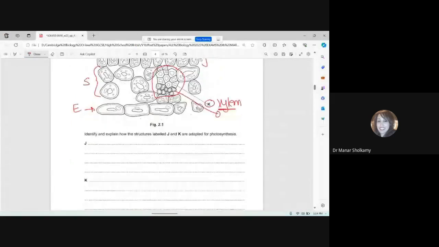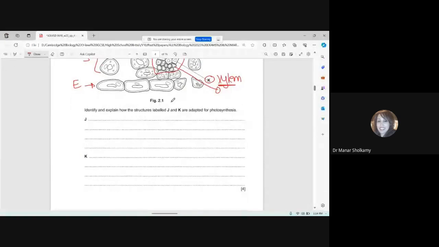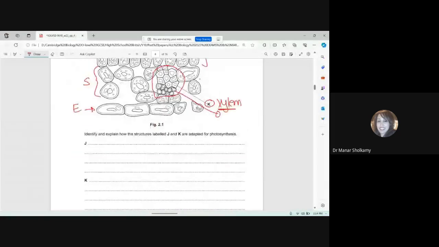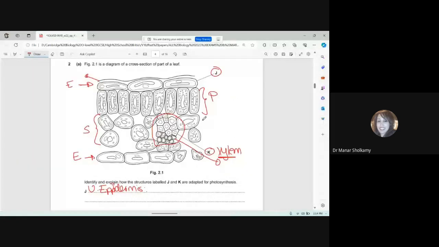Good, perfect. Explain and identify how the structures labeled J and K are adapted for photosynthesis. Now, what is J? We said the upper epidermis. It's transparent, so the light can penetrate. Excellent. Again, it can sometimes be confusing because you will tell yourself it has no chloroplast. So how does it do photosynthesis? It will help the cells below because it is transparent, just like you said, and this will let the light penetrate into the deeper layers. Very good. That's the perfect answer.